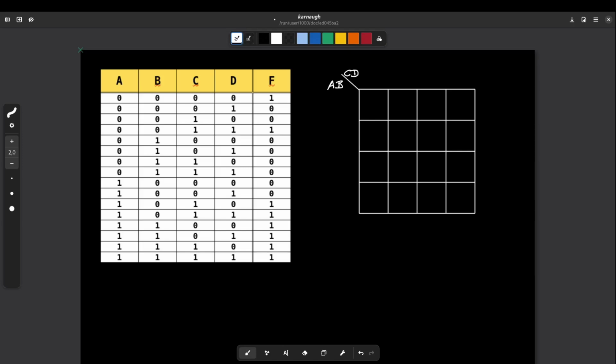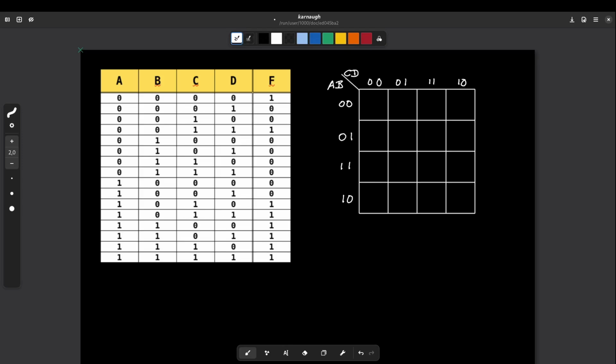So in this case, I write 00. The next one is 01. And in order to be logically symmetrical, I will have to write 11 and then 10. And the same for the upper variables: I write 00, 01, 11, and 10.